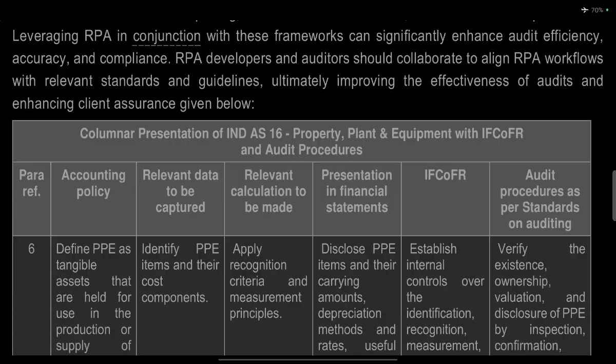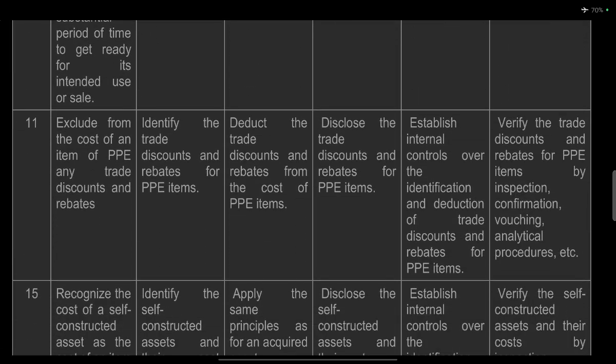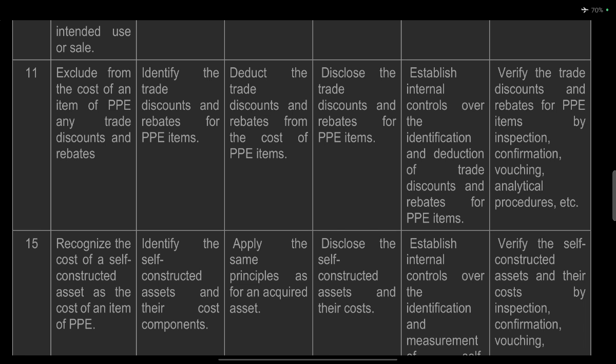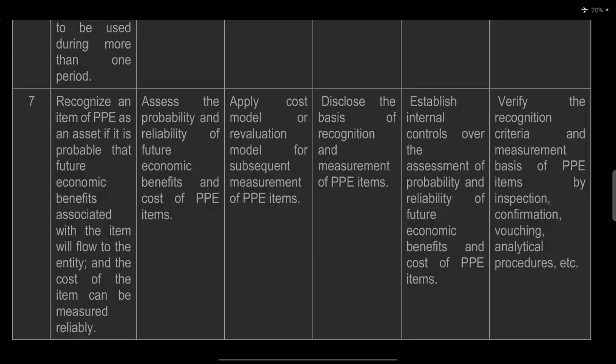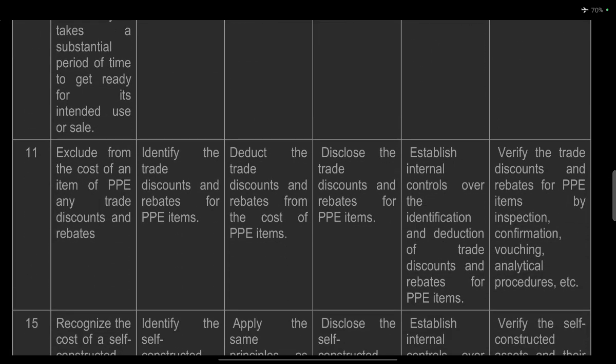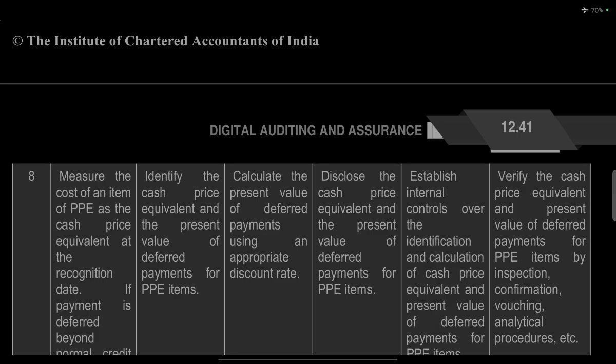Accounting policy: what accounting policy is to be taken? Exclude from the cost of an item of PPE any trade discounts and rebates. What relevant data is to be captured? Identify the trade discounts and rebates for PPE. Relevant calculation: deduct the trade discounts and rebates from the cost of PPE. Disclosure in the financial statements: disclose the trade discounts and rebates for PPE, ICFR.